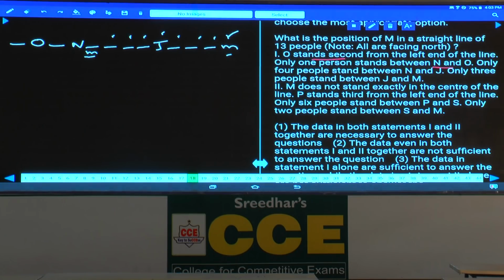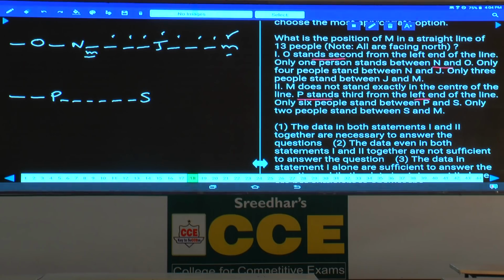Then coming to the 2 alone. M does not stand exactly at the center of the line, which implies that M cannot be at the 7th place. And P stands third from the left end of the line, P will be here. Only 6 people between P and S, 6 people between P and S, 3, 4, 5, 6 and S will be here. What is the position of S here? 10th place. S will be at this place.